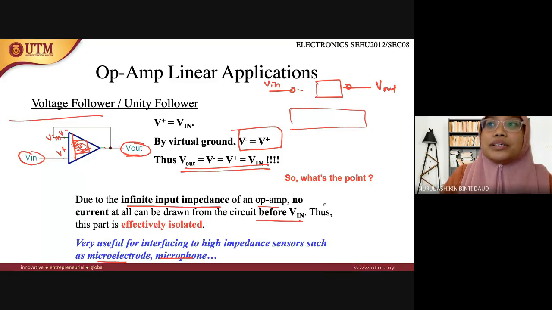So that is the importance of this voltage follower or unity follower. Any changes of this voltage will also directly change at the output without any effect from this OP amp. So it is effectively isolated. It's very useful for interfacing to high impedance sensors such as microelectrodes and microphones, right?